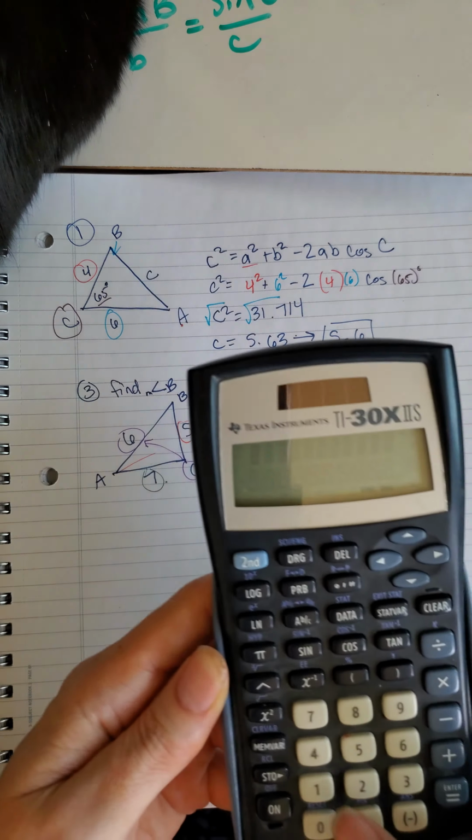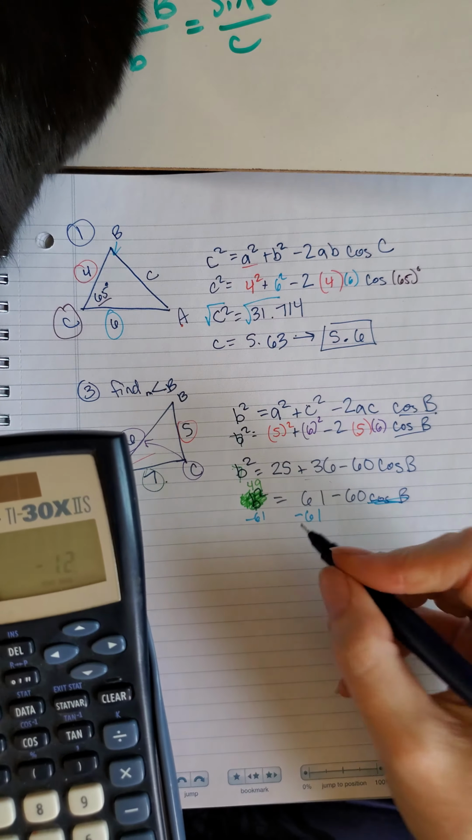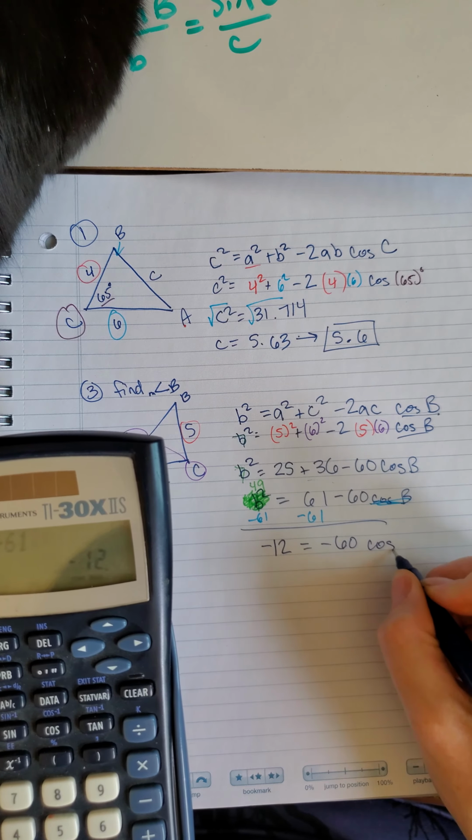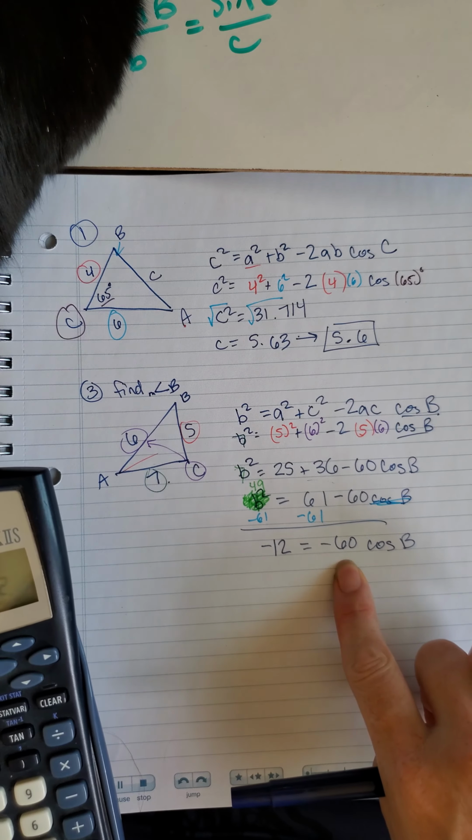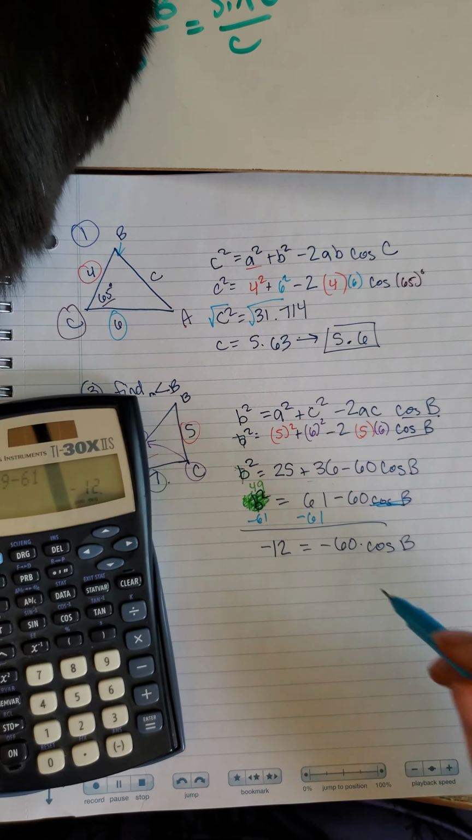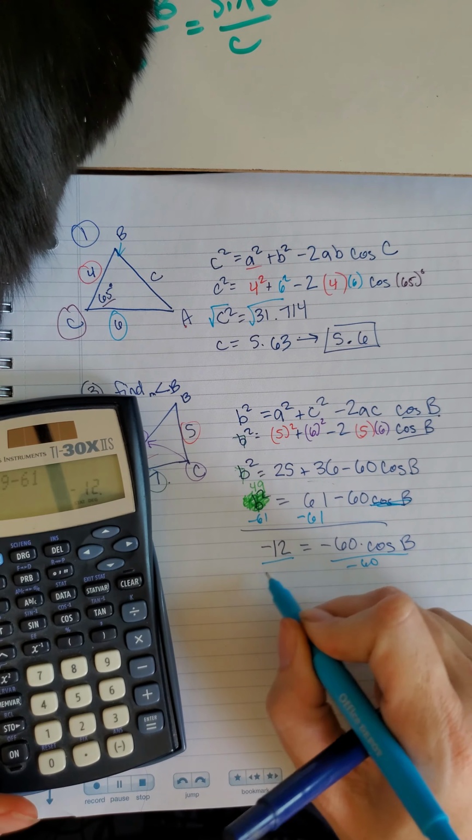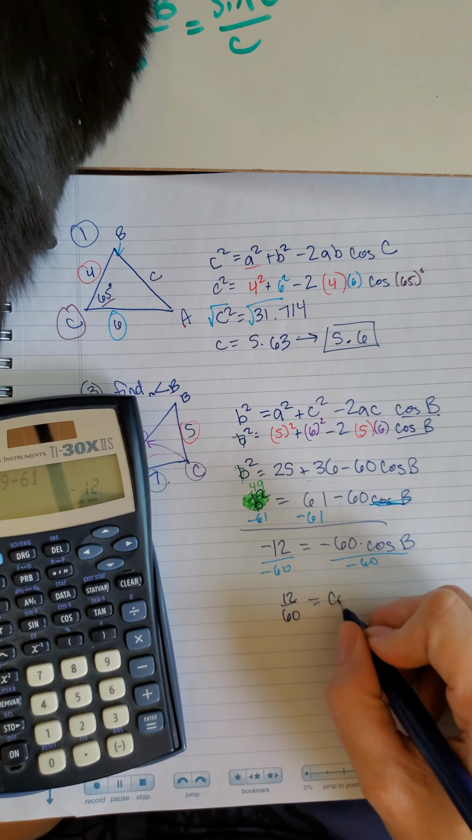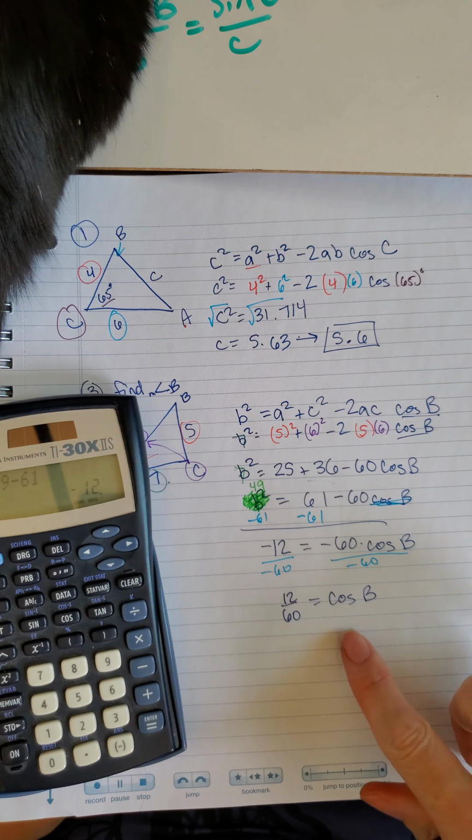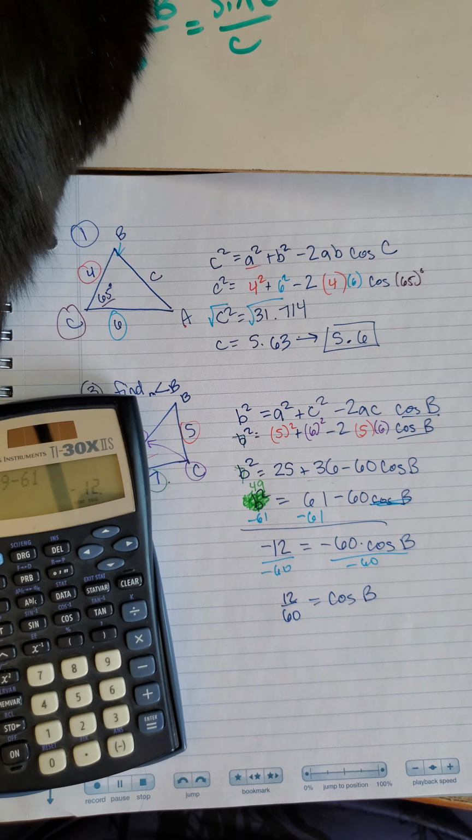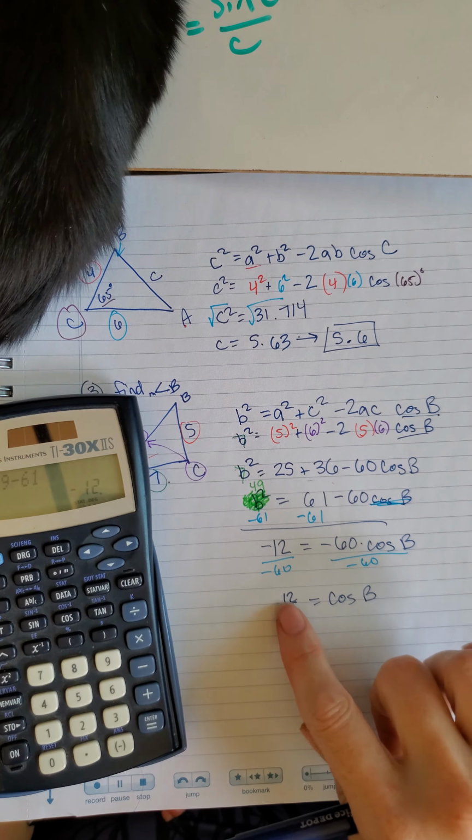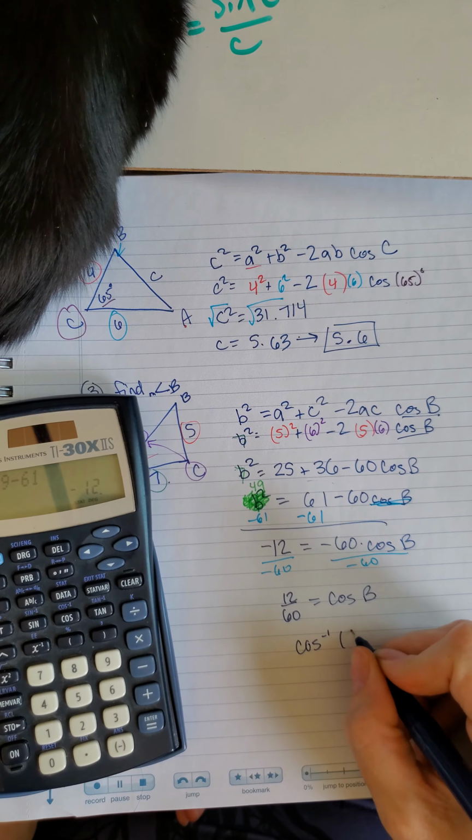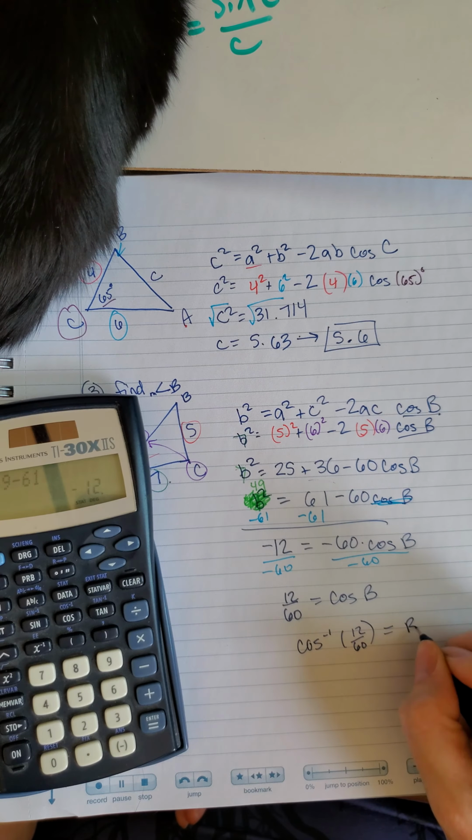So let's go 49 minus 61 gives me a negative 12, equals negative 60 cosine of B. Let's get rid of this negative 60. These are multiplied, so we're going to divide that over. So I'm just going to leave it as 12 over 60 equals cosine of B. So how do we essentially undo a cosine? We are going to do an inverse cosine. So if cosine of B is 12 over 60, then cosine inverse of 12 over 60 will give us B.